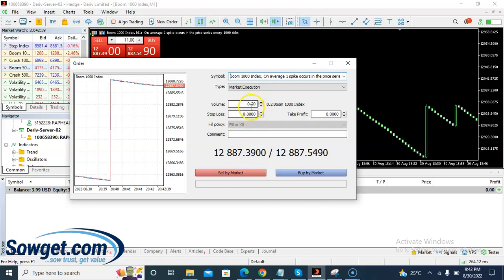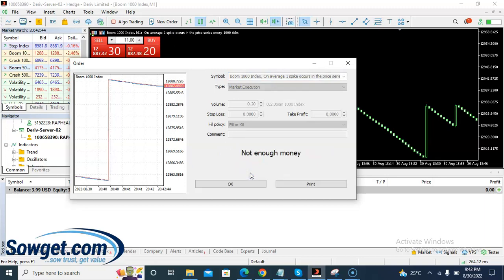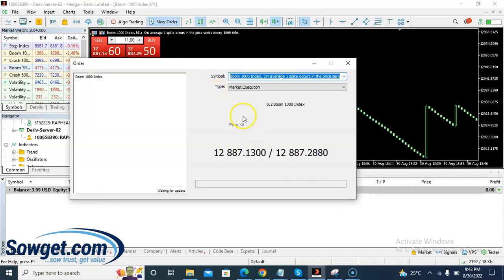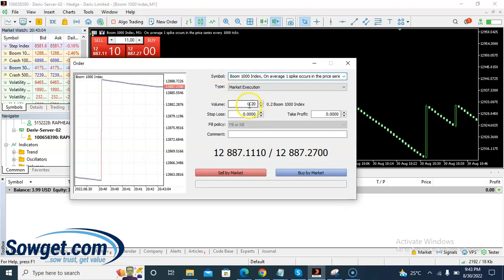I'll just take on sell, and you can see what the system said. It said not enough money. So this is the message you get when the balance on your account is not enough to take a trade with this lot size. This is the minimum lot size, like I told you, 0.2, or volume, which some other people know it as, that you can use. So you must take that into account.